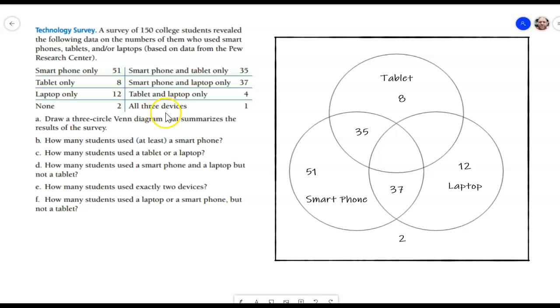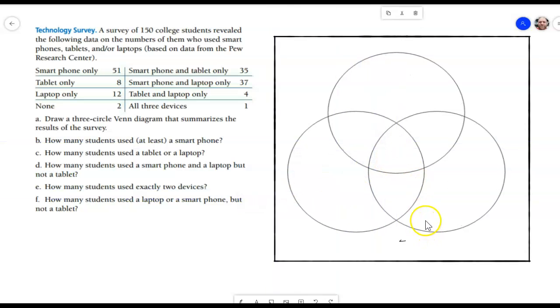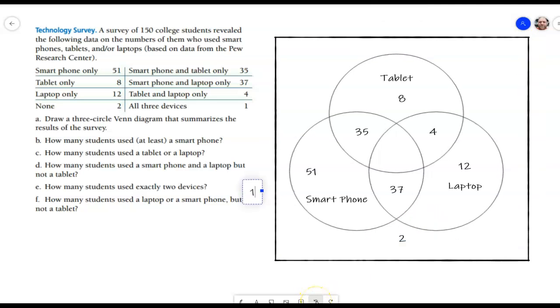And then all three devices, oh, tablet and laptop only, I almost forgot that one. That's 4. So 4, we're going to drag over to this section here. So tablet and laptop only. And finally, all three devices. Looks like there's only one student that uses all three devices. All right, so let me try that again. 1, drag that over to the middle there, and there we go.